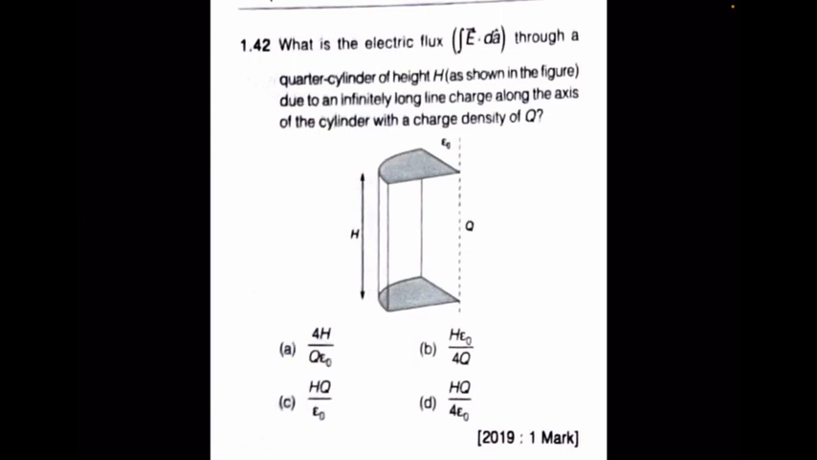Instead of a total charge, they have a line charge here, and they have given the charge density Q. Q is not the total charge, it is the charge density. So you should multiply that with the total length of the line charge, only then you will get the total charge. Q into length. And they are asking what is the electric flux through a quarter of a cylinder, not a full cylinder, enclosing this line charge.